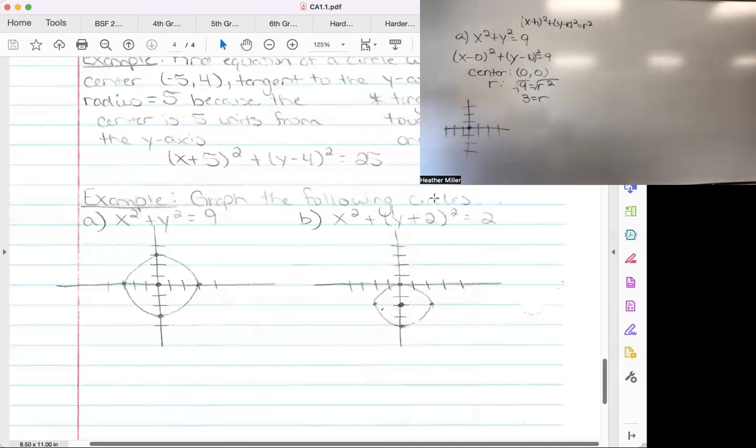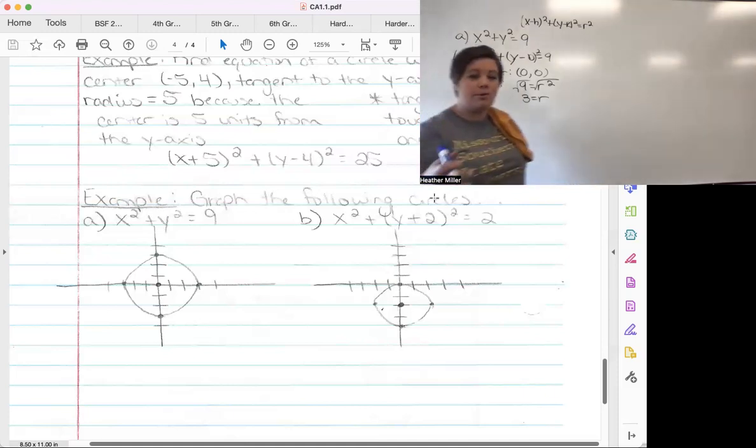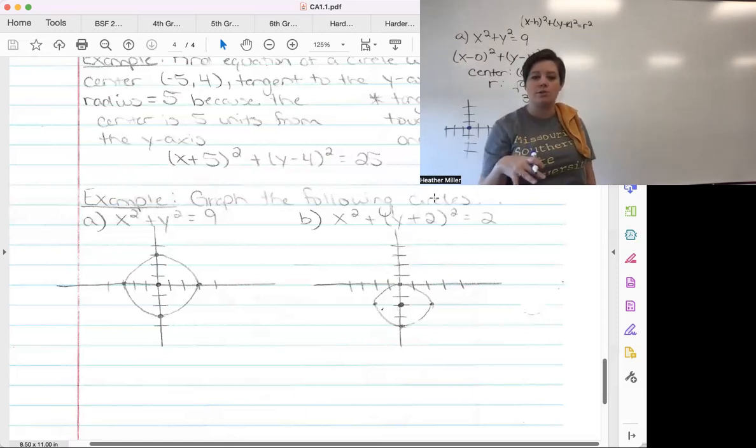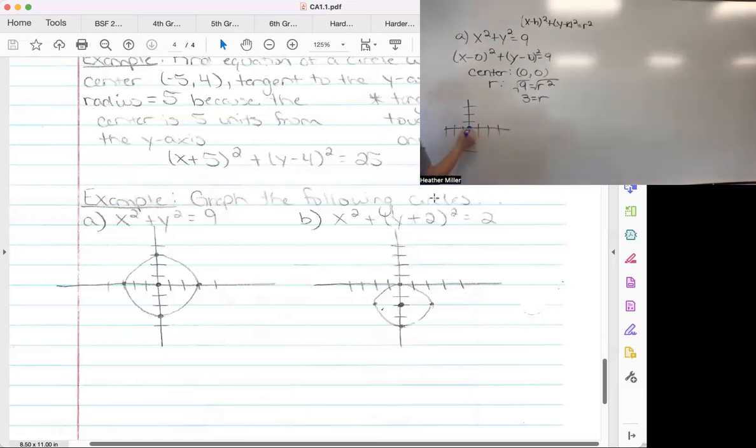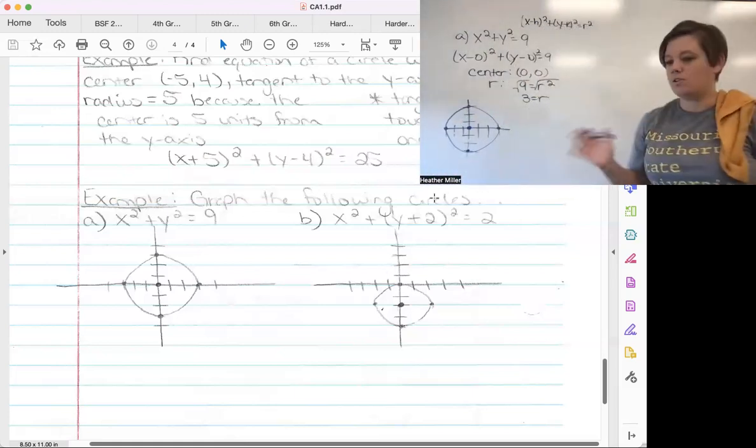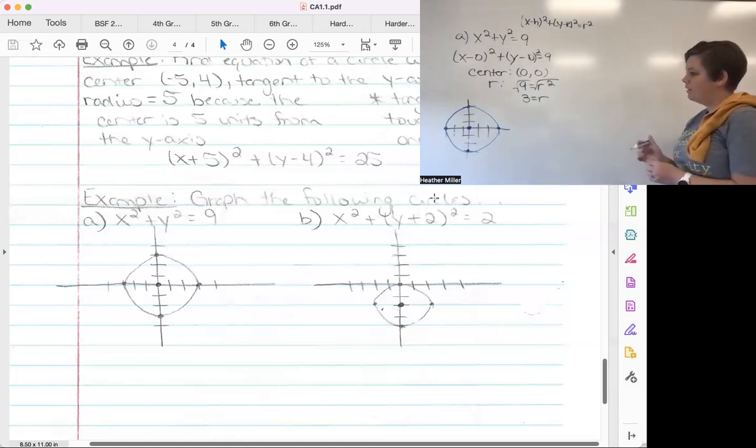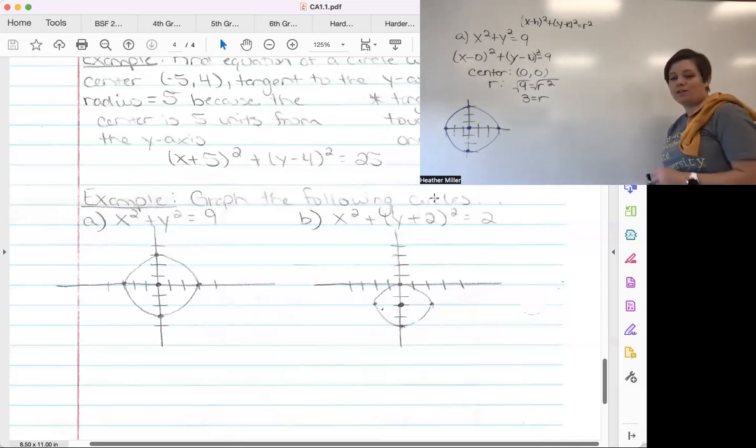And then I'm going to use my radius to make a couple more points around my circle so I can draw it. If my radius is 3, that means you start at your center and go up 3, down 3 from your center, to the right 3, and to the left 3. And then I'm going to connect. Hey, that's a pretty good circle-ish. And then I connect those, and there's the picture of my circle. It has a center at the origin (0, 0), and it has a radius of 3.